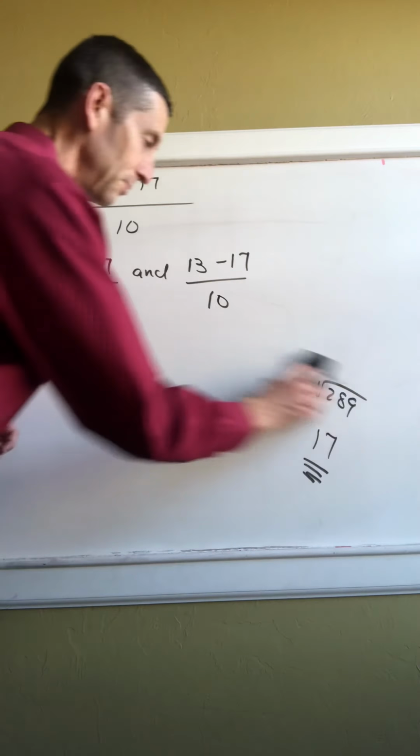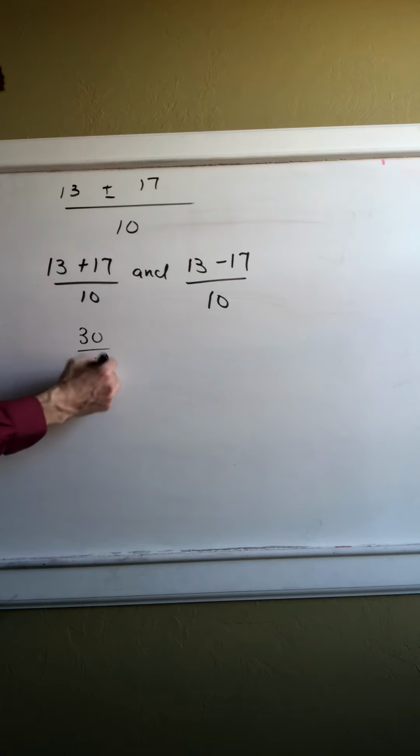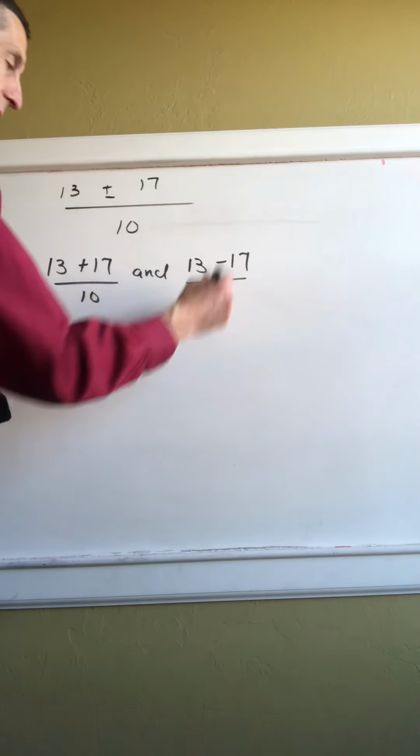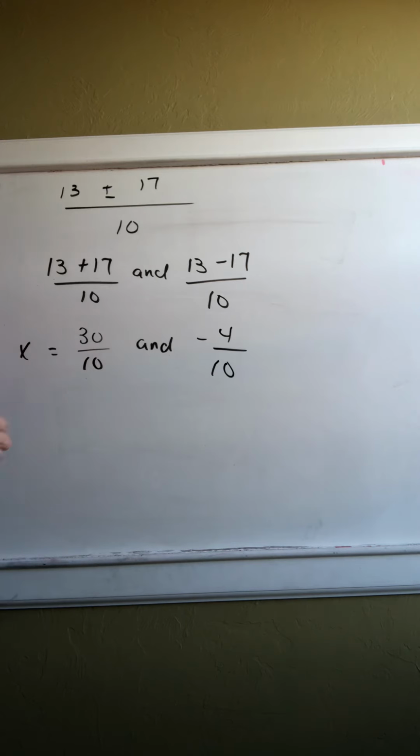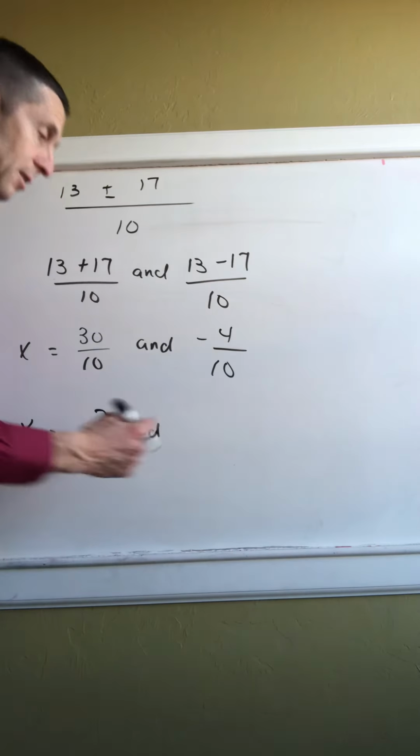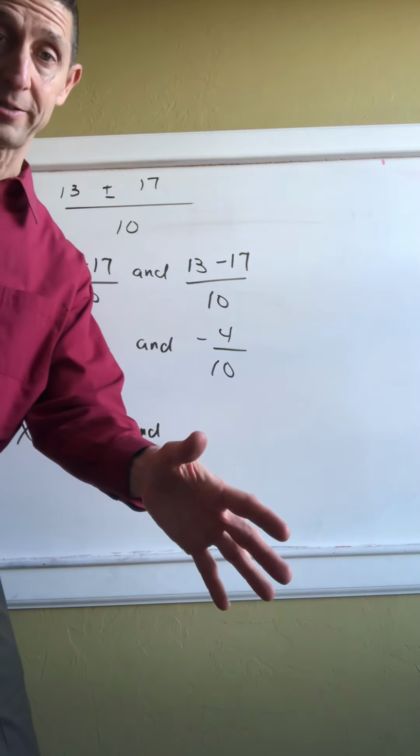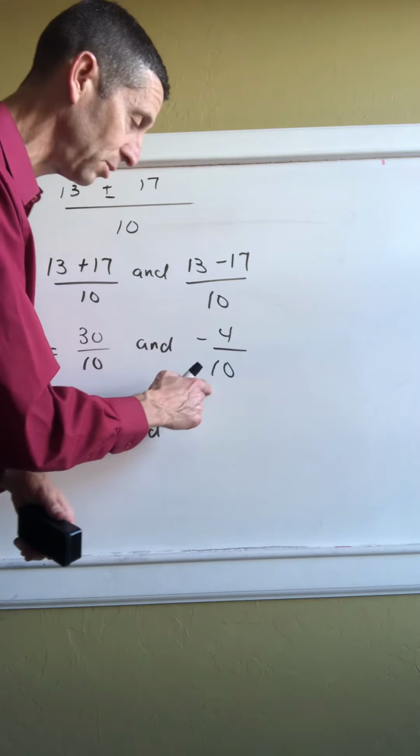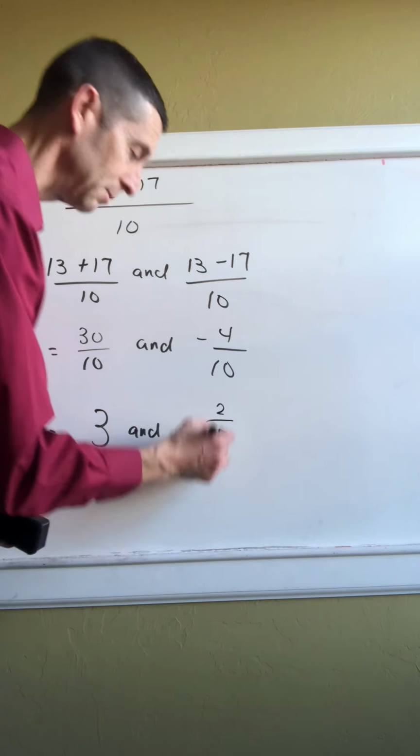All right, let's clean up this mess. Okay, 13 plus 17, that's 30 over 10. And 13 minus 17, that's a negative 4 over 10. So what we're looking at, guys, for our home stretch here is we're going to get two answers. One, this is great. 30 divided by 10, that's just 3. But this is a fraction, 4 over 10. And the fraction reduces. So you divide by 2, divide by 2. So this becomes a 2, and 10 divided by 2 becomes a 5.